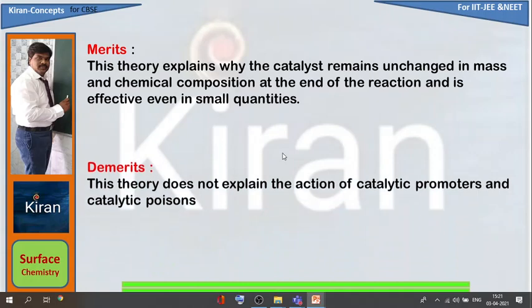What is the demerit of this theory? This theory does not explain the action of catalytic promoters and catalytic poisons. In what way the promoters act to speed up the chemical reaction, and in what way the catalytic poison acts, that mechanism they didn't explain. So this is about the demerit, and this is about the merit of the catalyst used in the chemical reaction.